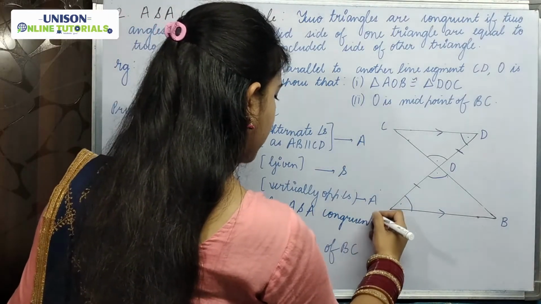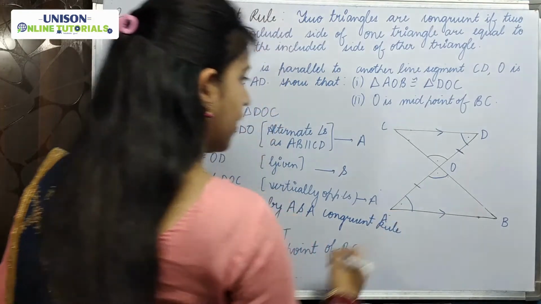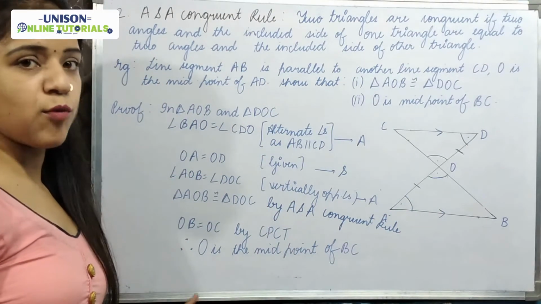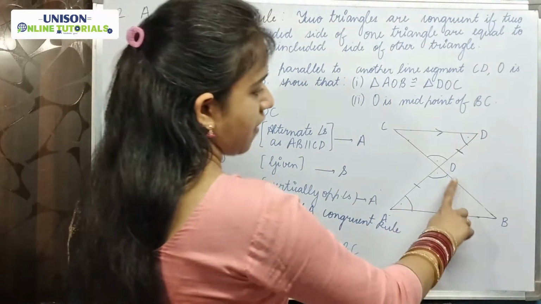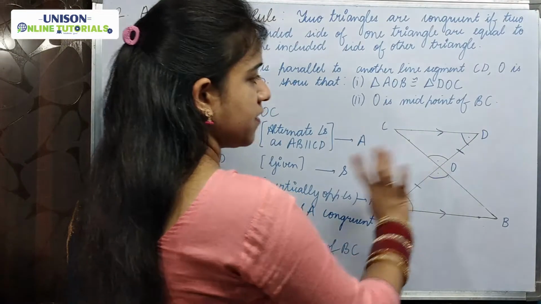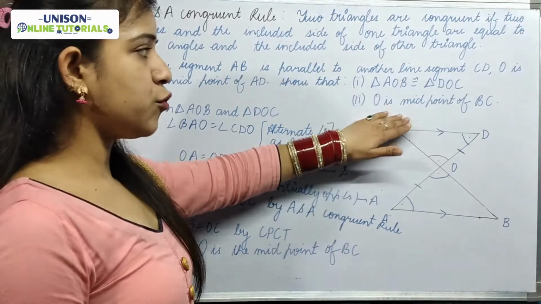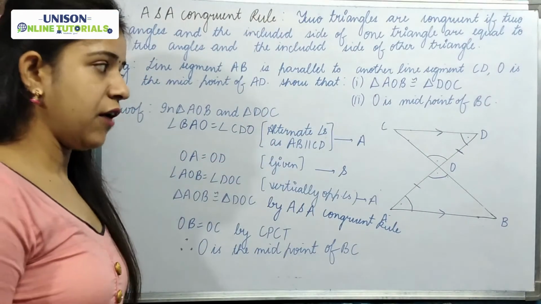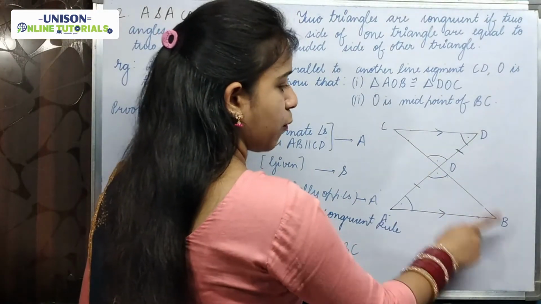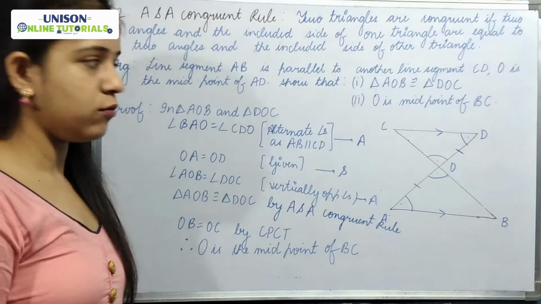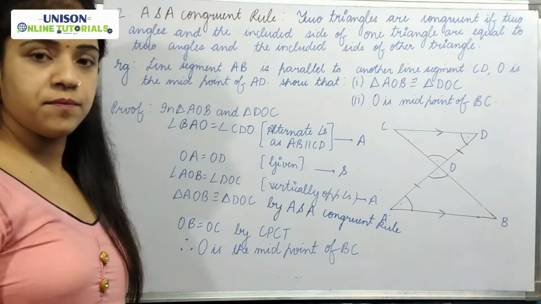So if these triangles are congruent, then by using CPCT, corresponding parts of congruent triangles will be equal. So we can say that OB equals OC. Now second part, we have to prove that O is the midpoint of BC. We have already proved that OB equals OC. That means O is the midpoint of BC.